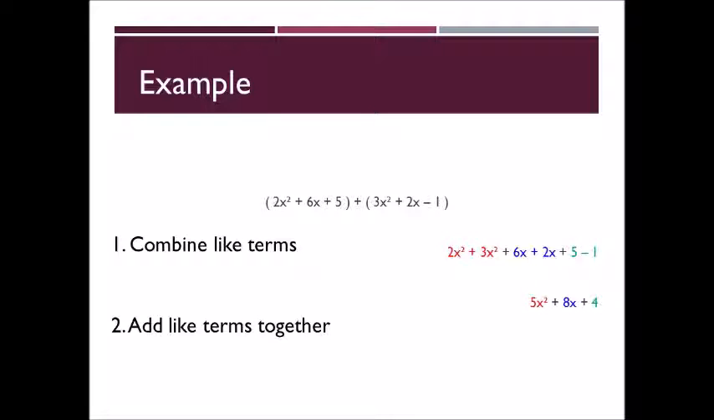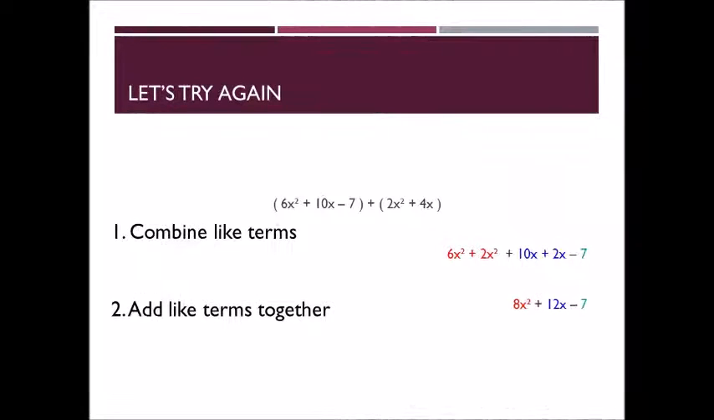Add like terms together. 2 and 3 will give us 5x squared, 6 and 2 will give us 8x, and 5 minus 1 gives us 4. Our final answer will be 5x squared plus 8x plus 4.